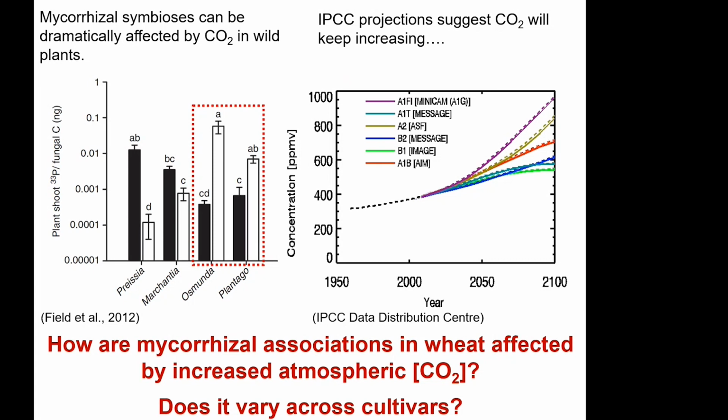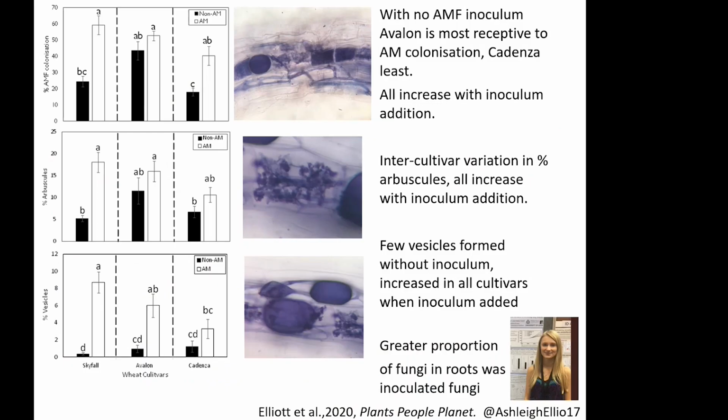So we wanted to test that, and we wanted to see how the functionality is likely to change with predicted future climate scenarios. And so this is the work of PhD student Ashley Elliott, and she looked at colonization using a commercially available inoculum. And essentially what she found was that the inoculums worked. We had 3 different wheat cultivars. We had Skyfall, which is a really important modern one that's planted very commonly across Europe, Avalon and Cadenza, which are really useful breeding lines. And she found when she inoculated them, which are the white bars, they increased in colonization, right? Which is not very exciting. But it proved a point.